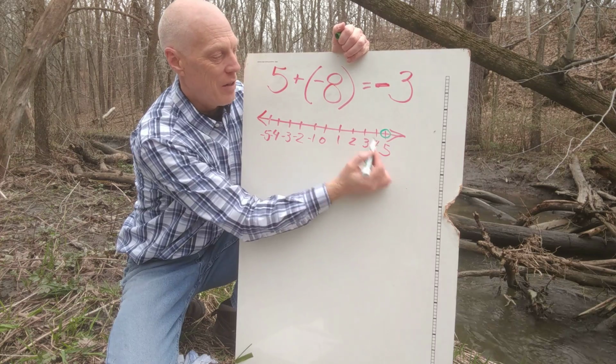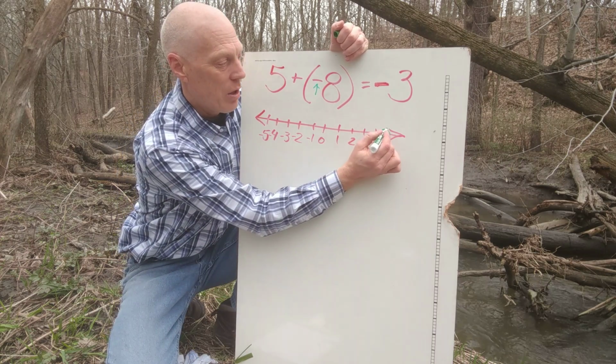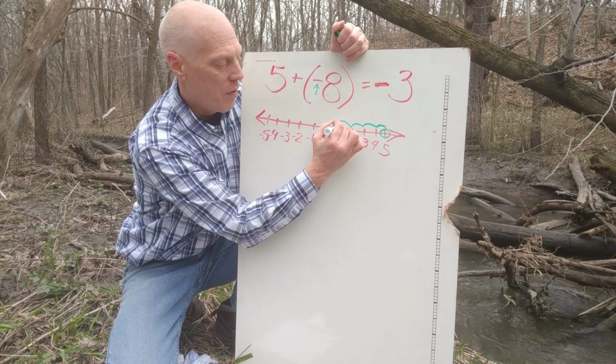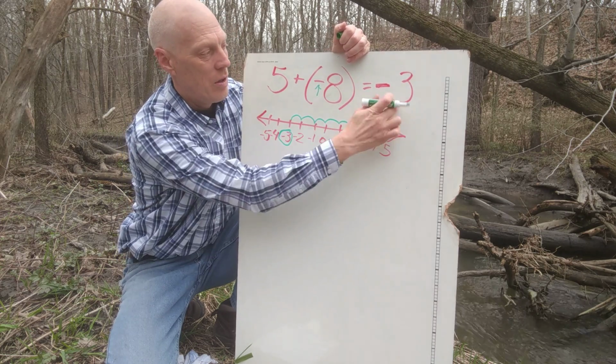We're still up in the positives, but we're moving to the negative side because of that negative right there. So we're going to go 1, 2, 3, 4, 5, 6, 7, 8. And so our answer was -3.